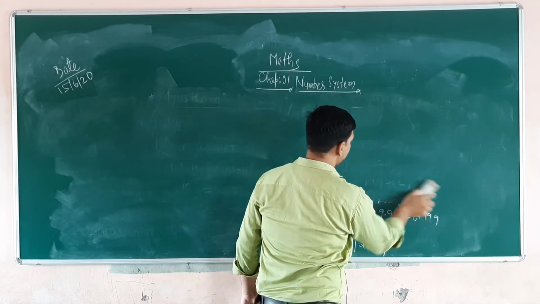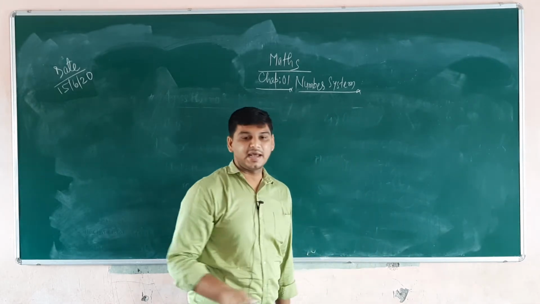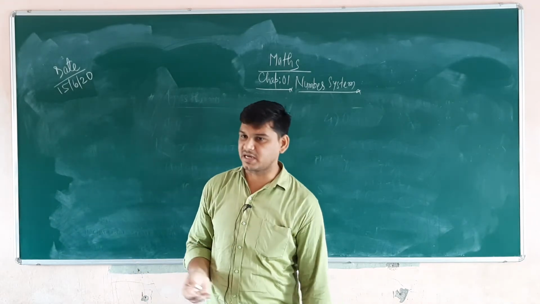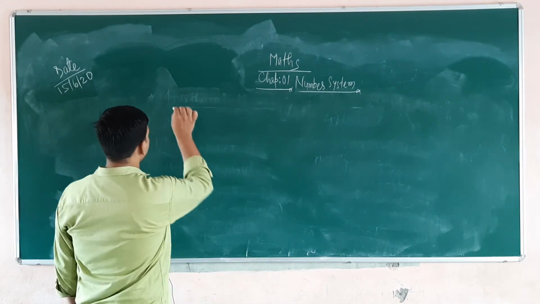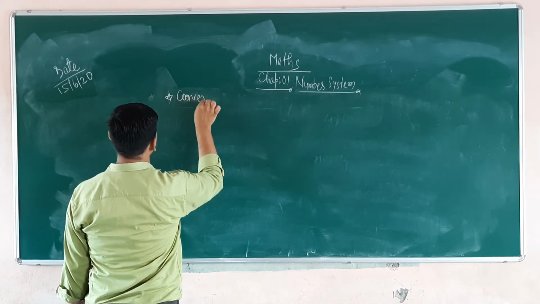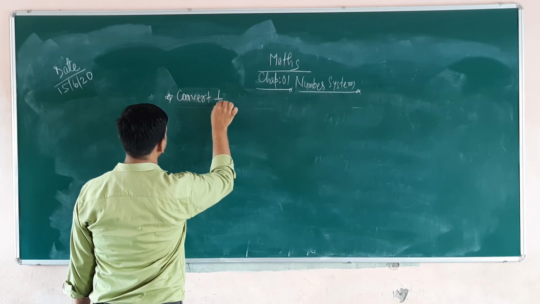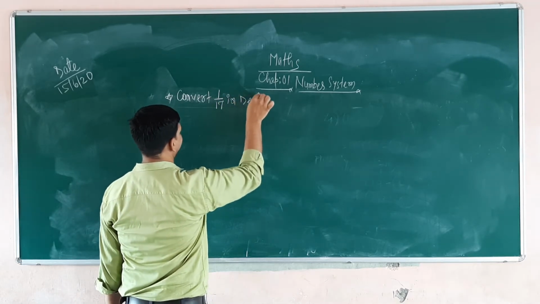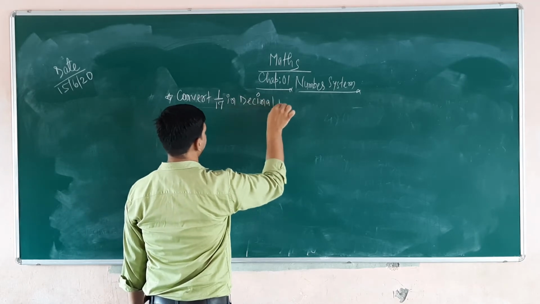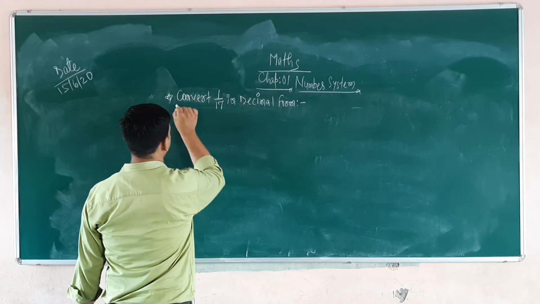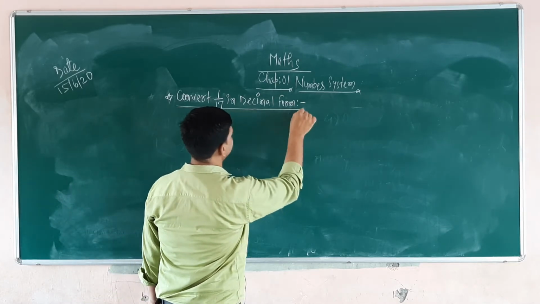So if a fraction value is given and you want to convert it in the form of a decimal, how can it be converted? Convert 1 by 17 in decimal form. How can it be converted? How many terms should be going there? How can 1 by 17 be converted in decimal form?